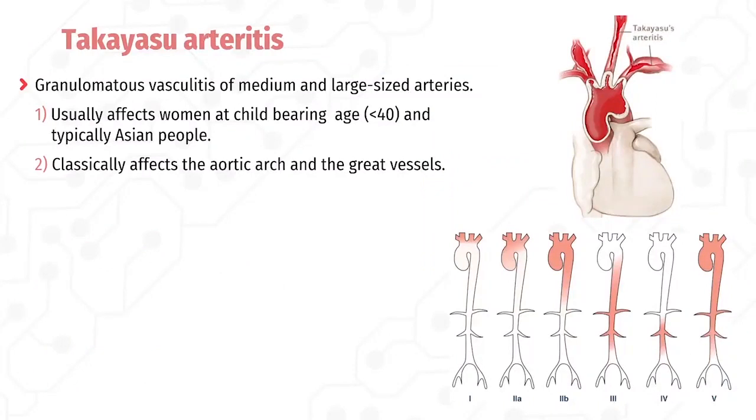Now, I will talk about Takayasu arteritis, which is a granulomatous vasculitis of medium and large-sized arteries, very similar to giant cell arteritis except for 2 key differences. It usually affects women of childbearing age, and typically Asian people, and it classically affects the aortic arch and the great vessels, as you can see in those pictures, leading to severe luminal narrowing of those vessels.